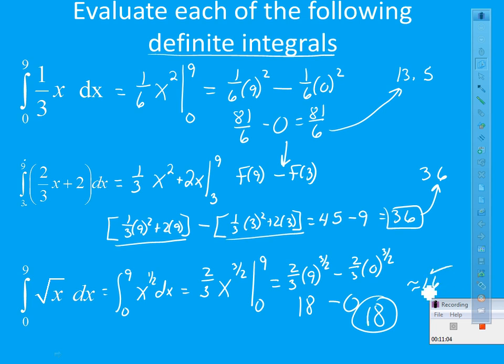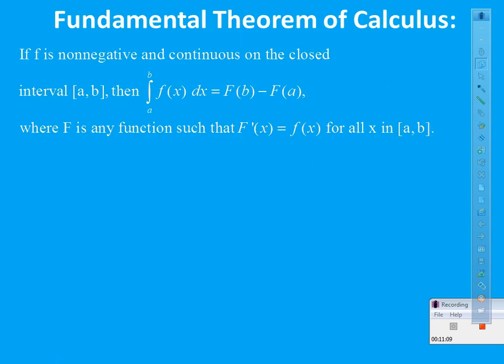Hopefully you came closer than I did. I was off quite a bit. But those are going to be the steps. Let me take you to this next page and talk to you about the fundamental theorem of calculus.